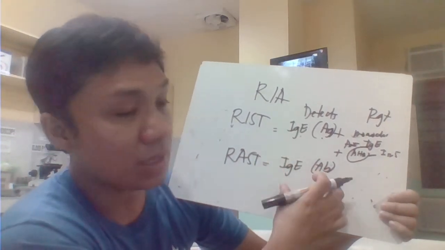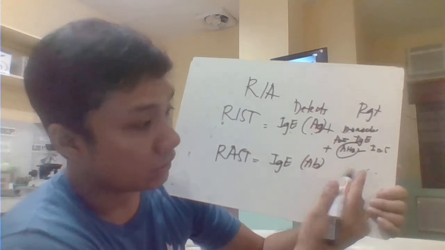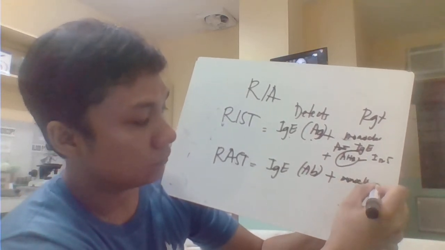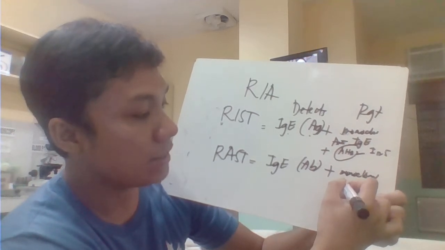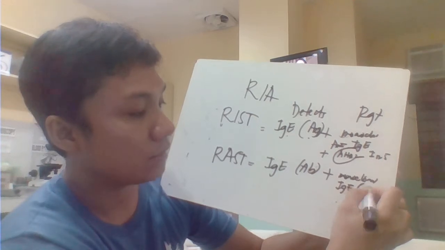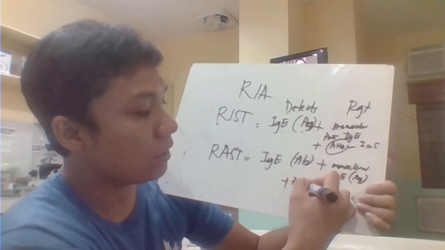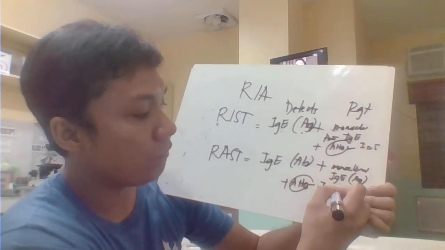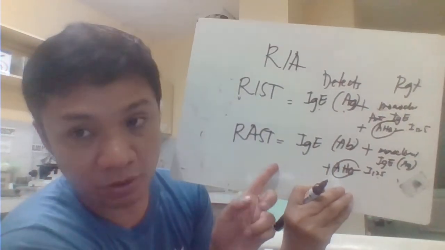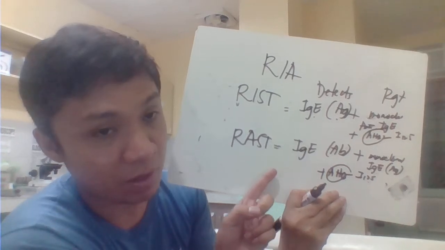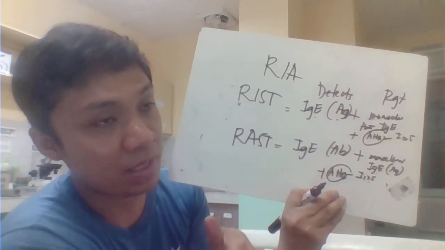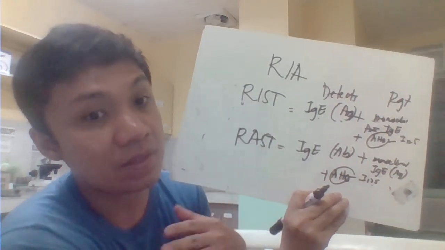Pag RAST naman, since we're detecting for antibody, ang reagent natin is your monoclonal, okay, IgE, okay, as your antigen. But still, you still have your anti-human globulin labeled with your iodine 125. So again, pwede rin ito na competitive saka non-competitive din. Pag competitive, so inversely proportional. And then pag non-competitive, that's directly proportional.